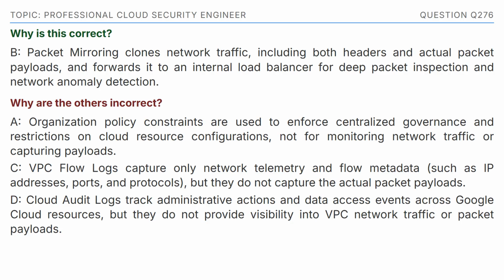A. Organization policy constraints are used to enforce centralized governance and restrictions on cloud resource configurations, not for monitoring network traffic or capturing payloads. C. VPC flow logs capture only network telemetry and flow metadata, such as IP addresses, ports, and protocols, but they do not capture the actual packet payloads. D. Cloud audit logs track administrative actions and data access events across Google Cloud resources, but they do not provide visibility into VPC network traffic or packet payloads.